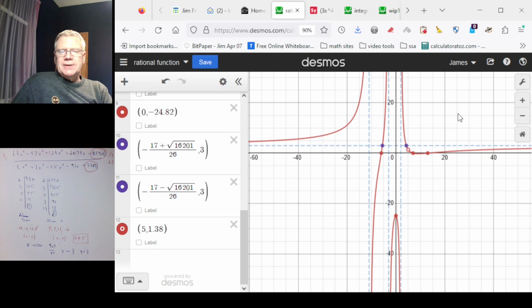And now that we can use something like Desmos, it actually is precise. But I could have sketched this by hand, and it wouldn't be precise at all the points, but I would have the shape right. I would know what the function looked like. So that's an example of graphing a rational function.